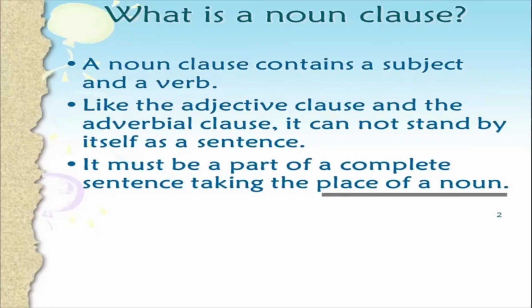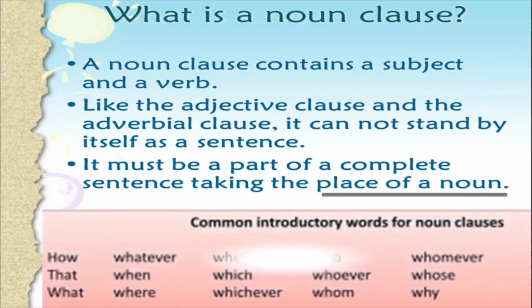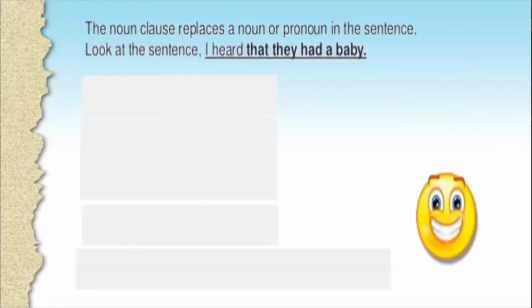Let us see what words noun clauses usually begin with. Noun clauses begin with how, that, what, whatever, when, where, etc. Let us look at this example, and the idea will be perfectly clear to you. Noun clauses can replace a noun or sometimes a pronoun also.